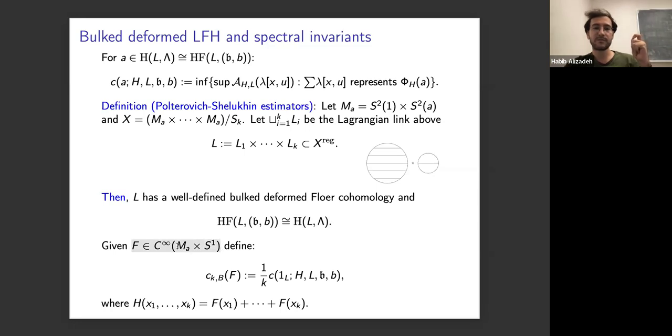And then the way we define the spectral estimator is that you take a time-dependent function F on your original manifold, like this product of a sphere, and then you define it to be the spectral invariant of H, where H is just the product of F with itself, K times. So H is defined on X, the product of M, K times, and you take this spectral invariant and you divide it by K. Now this part is not so important. Divided by K is just to have a nice bound in this Hofer-Lipschitz property.